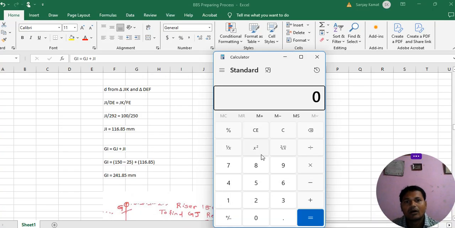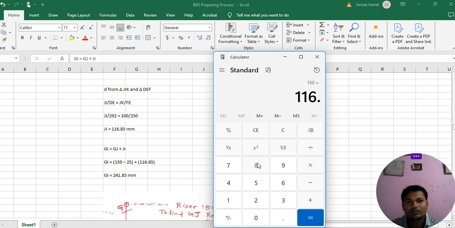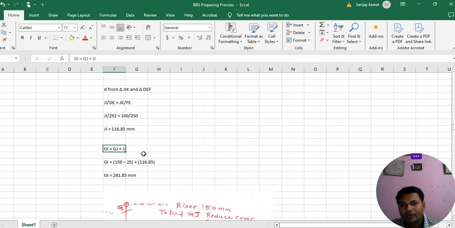See what you can do. 150 plus 116.85. Do the addition first, then what will you get? 266.85. Minus, now you subtract 25 from 266. Okay, now how much will you get? 241.85 mm. Okay, so in this way you can subtract and do the addition.